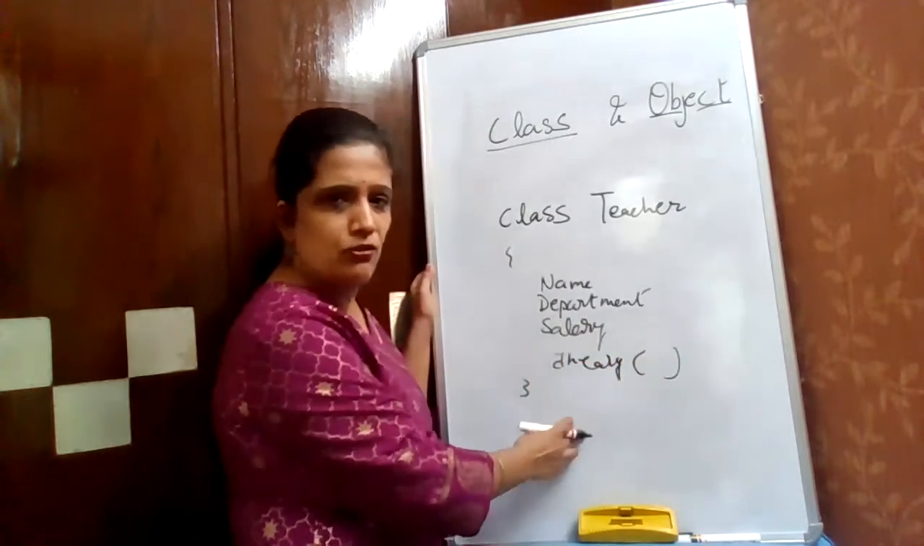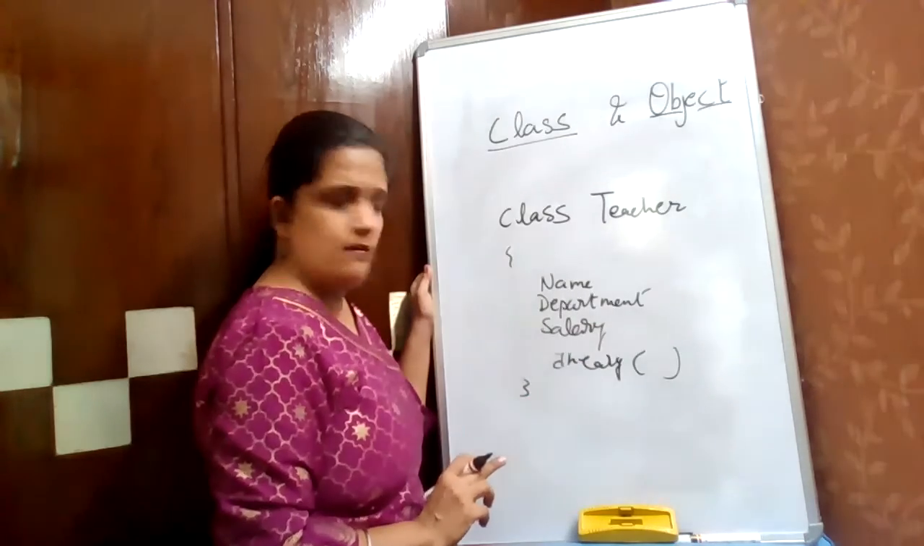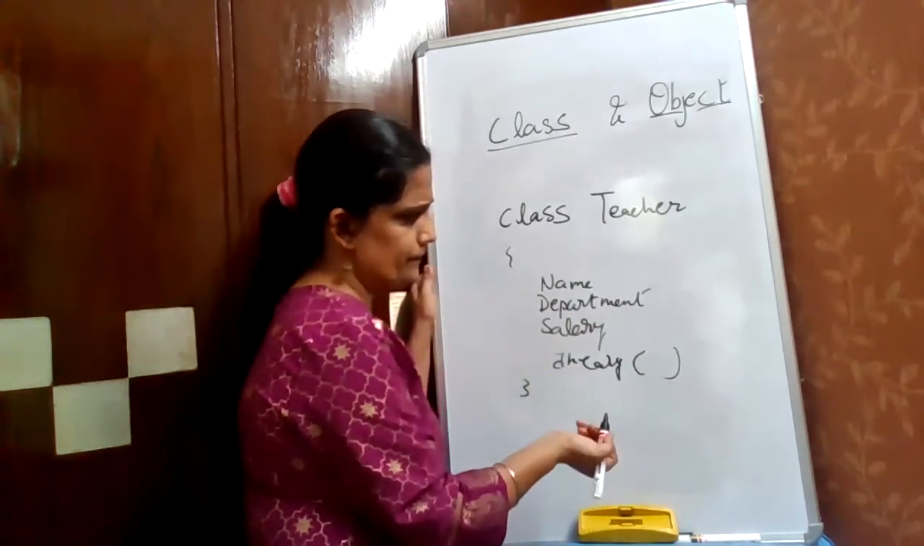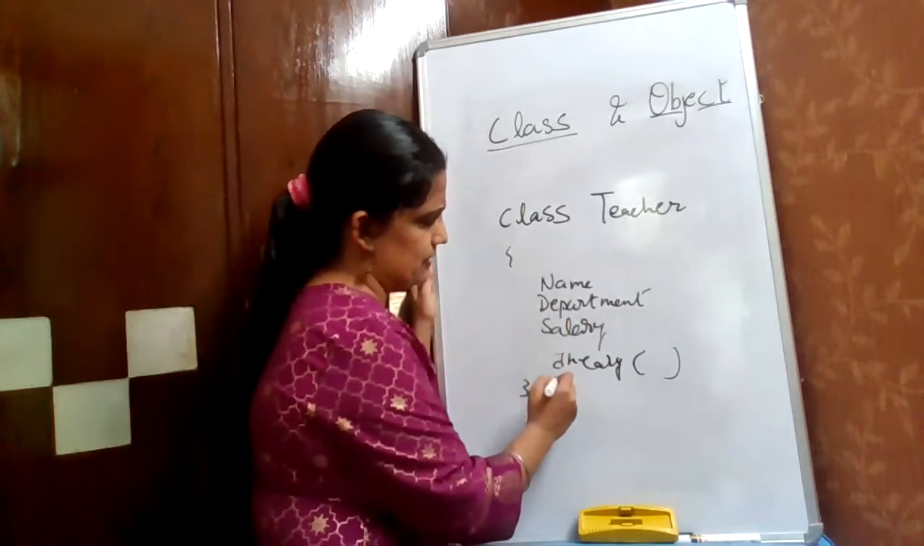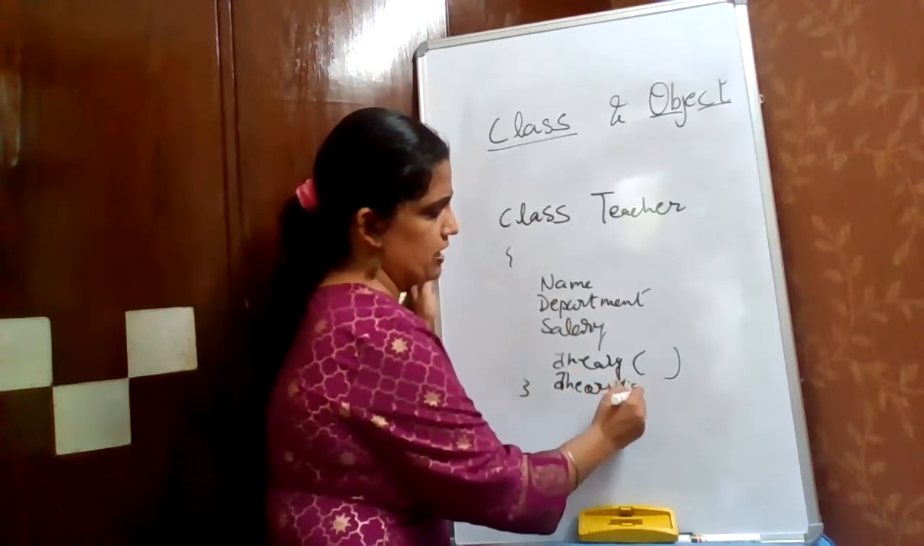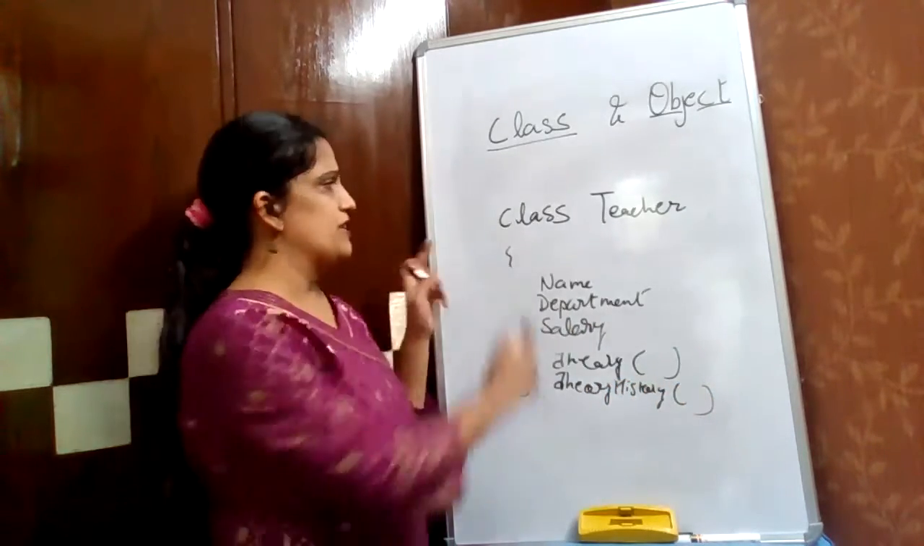So the function name, as I told you, should be in round brackets. Theory classes I used to take over there. Any more functions? Sometimes I used to take the classes of history also. Theory of history I should write here. So I have put one more function. So what is this class?